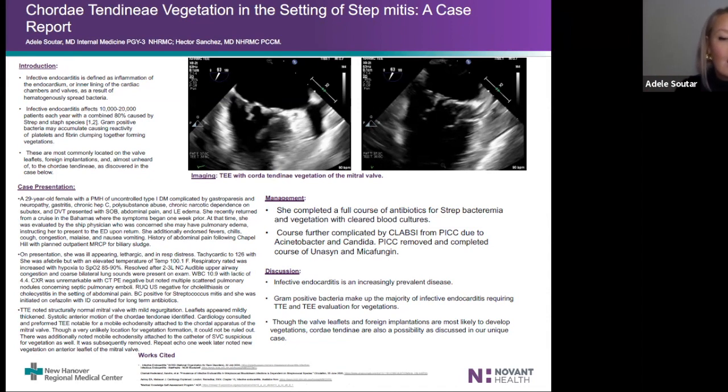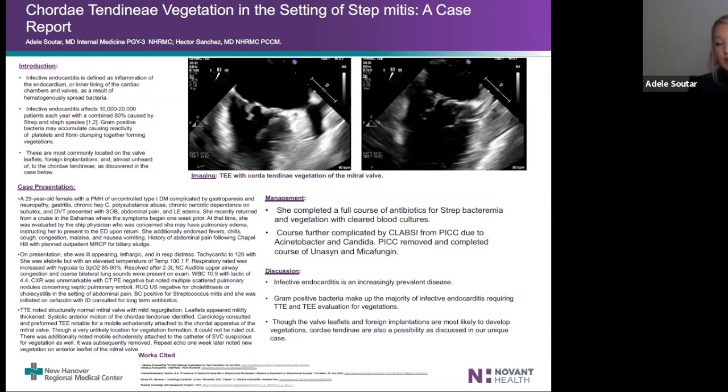They did a transthoracic echo for her, which showed a normal valve with mild regurgitation of her mitral valve. Leaflets were partially thickened, and she had some abnormal systolic motion of the chordae tendineae on the TTE, but they couldn't specifically identify what it was because it was a limited study.